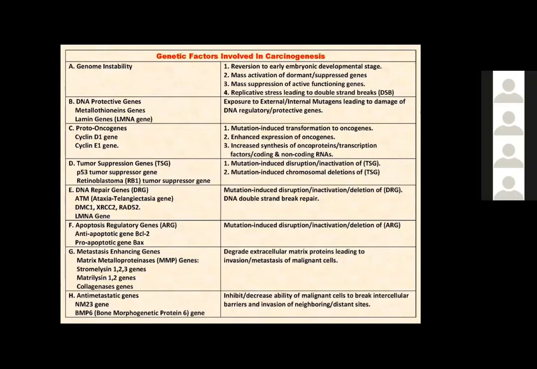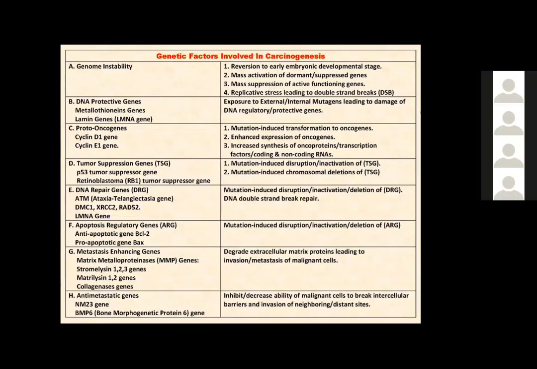because when cancer develops, these genes, under the effect of the oncoproteins, pave the way for spread of cancer to neighboring tissues and then to distal organs as well. So degradation of the extracellular matrix proteins under the effect of these metastasis-enhancing genes leads to invasion of neighboring tissues and metastasis of malignant cells to distant organs.